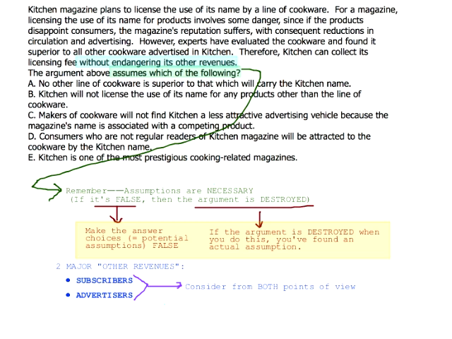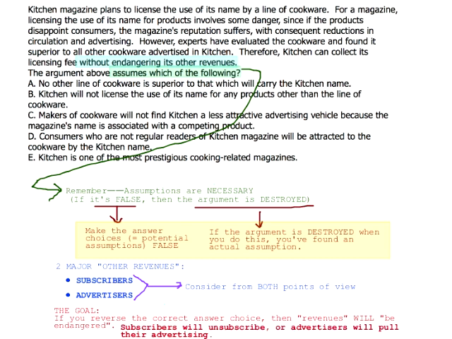Yeah, they are endangered, so let's explain that to a 9-year-old. The goal is if you reverse one of the answer choices, then revenues will be endangered. Which means, yeah, exactly, people will unsubscribe or advertisers will pull their ads. So that should be the consequence. If you reverse the answer choice, this should ensue. So there you go. Let's try that with each one in turn.